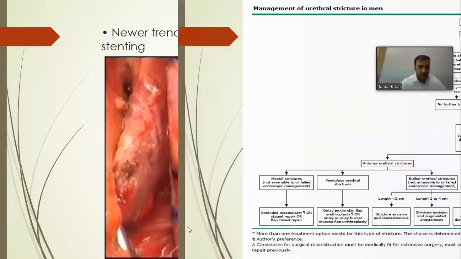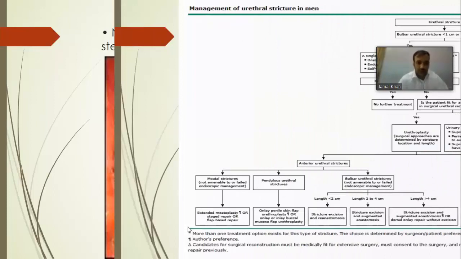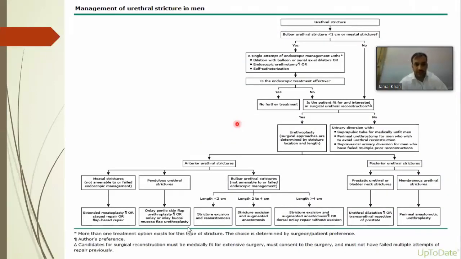This is the algorithm diagram of management of urethral stricture in men. Urethral stricture: is it a bulbar urethral stricture less than 1 centimeter or a meatal stricture? If yes, a single attempt of endoscopic management with dilatation with balloon or serial dilators, or endoscopic urethrotomy, or self-dilatation.